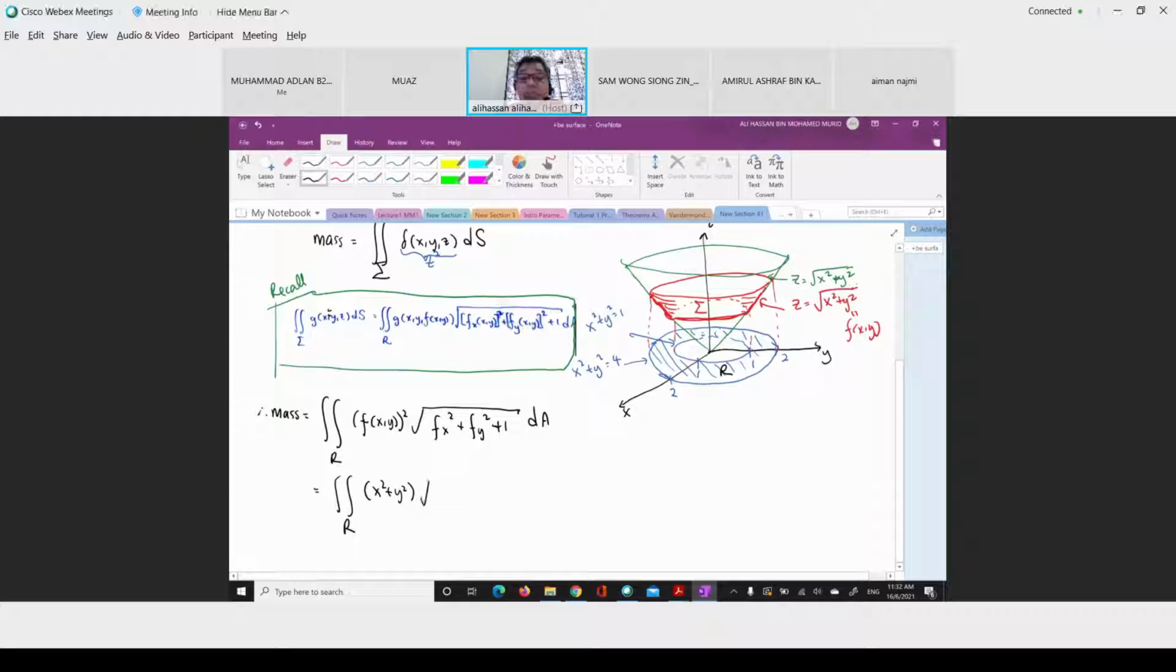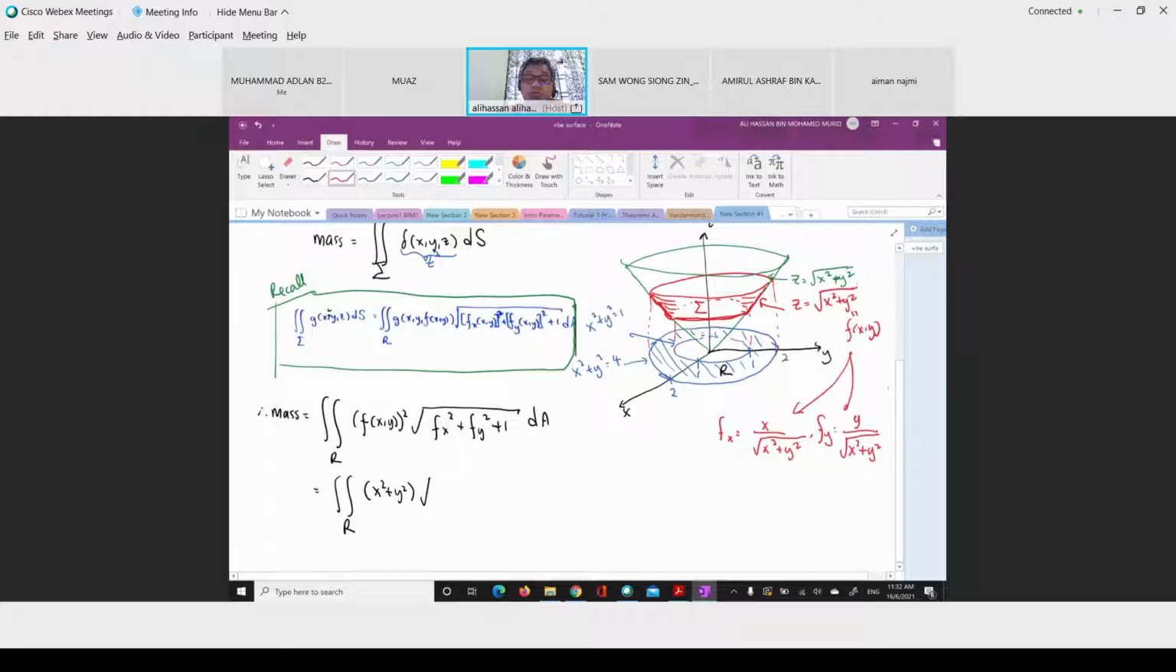So what is f partial x? We also need to calculate f partial x. Use the chain rule. It's the same as x over the square root of x squared plus y squared. And f partial y is equal to y divided by the square root of x squared plus y squared.